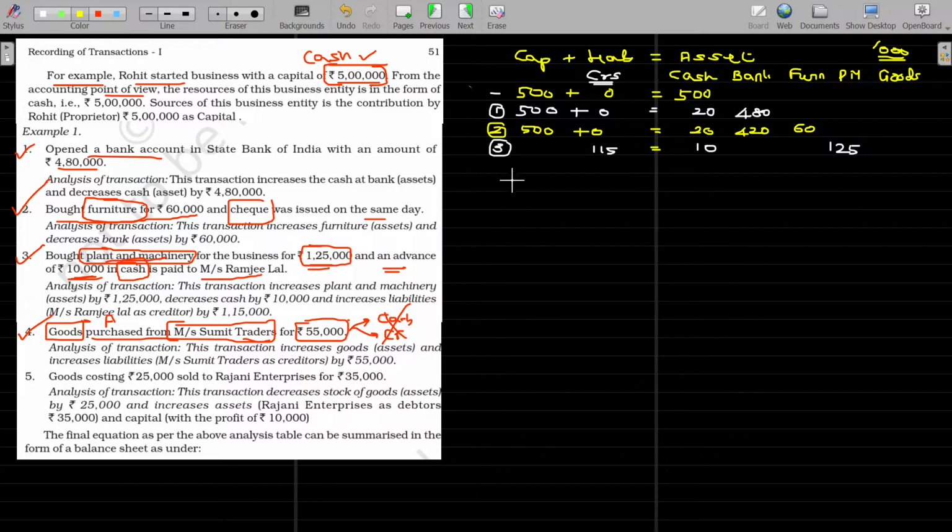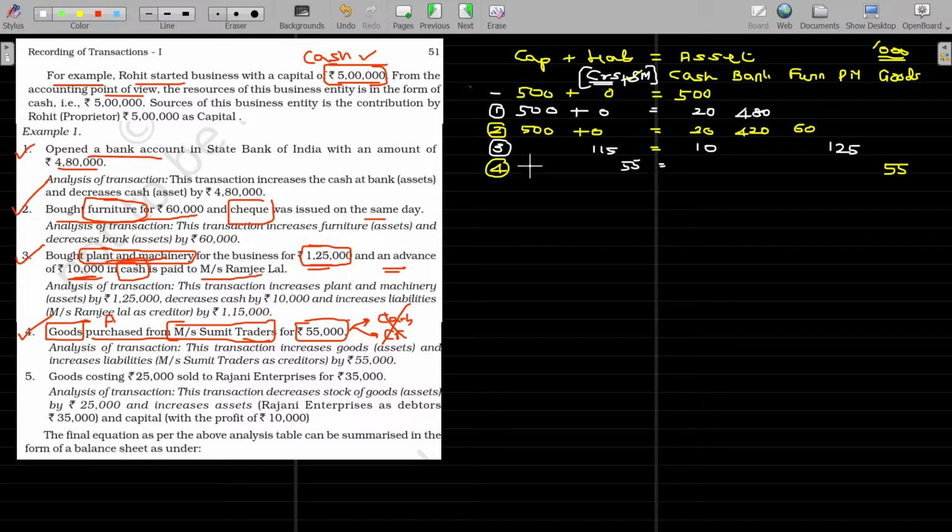So goods comes in. I have to now add the goods here with the value being 55,000, but I have not made any payment. I will now add that with the creditors, the party I have to pay. So already I knew that I have to pay 115. Now I have purchased from Sumit Traders. You can now classify this way also: Sumit Traders is one more liability you can add. In liability you have creditors for the asset, and another one is Sumit Traders, to whom I have to pay 55.